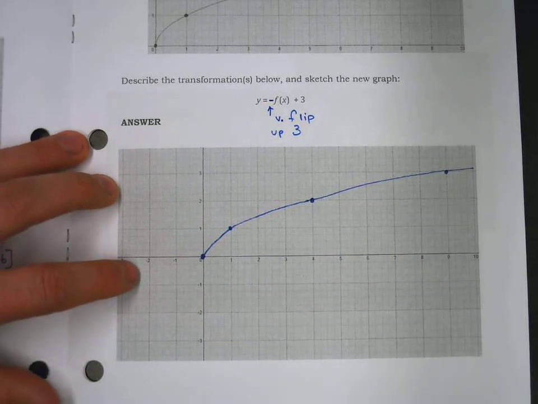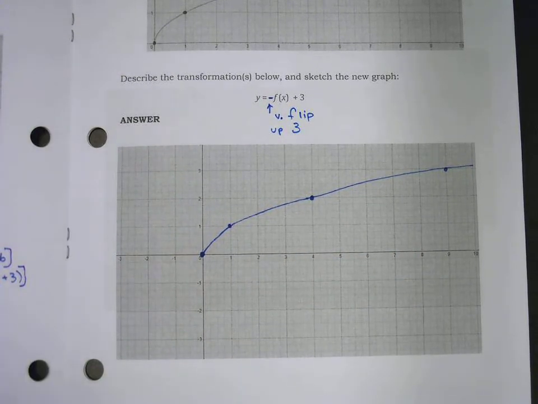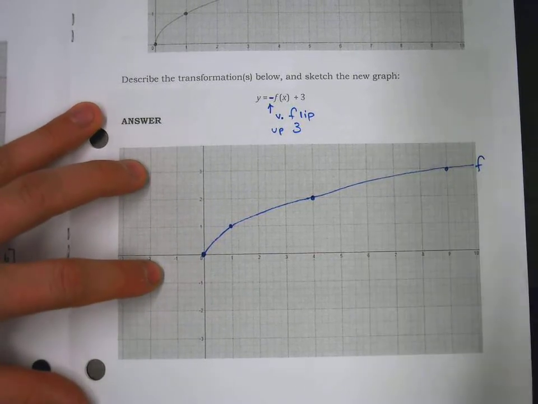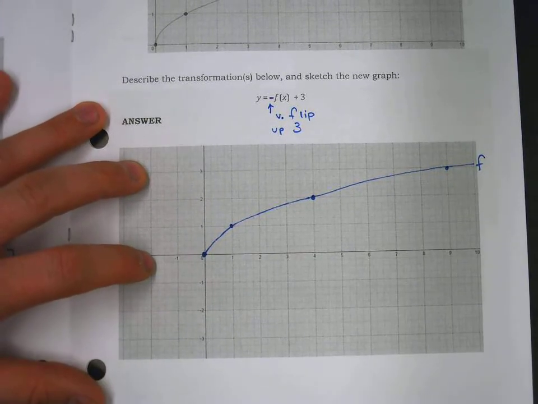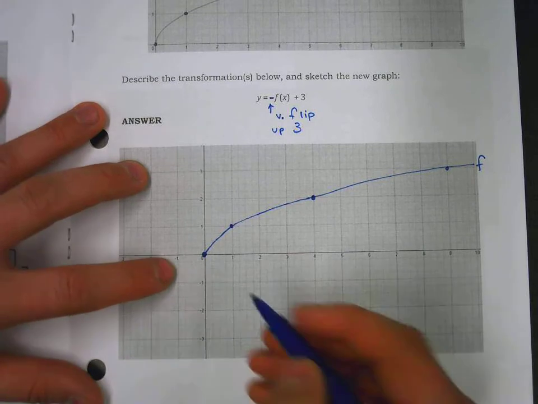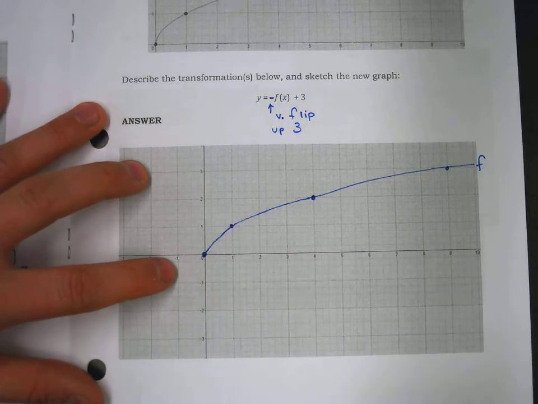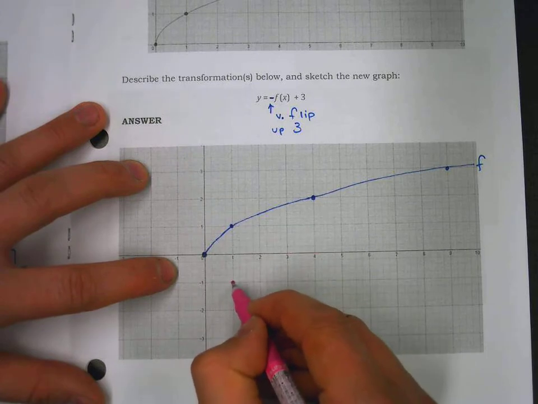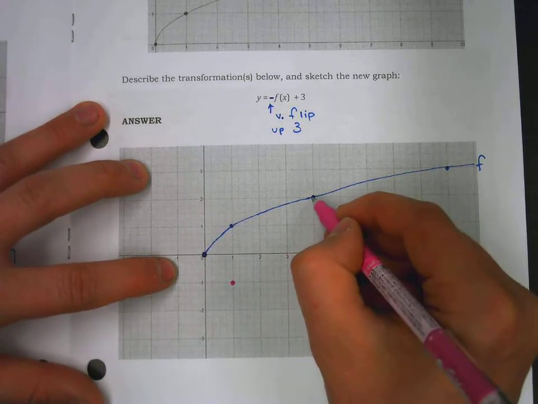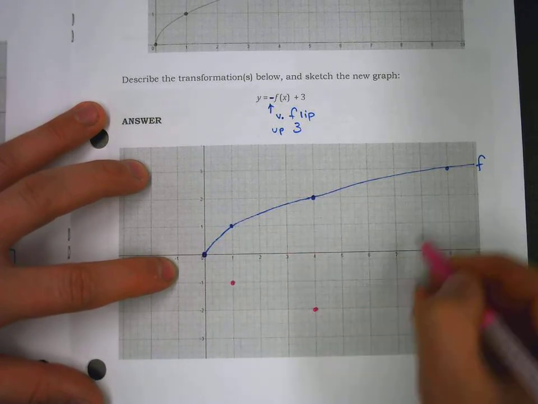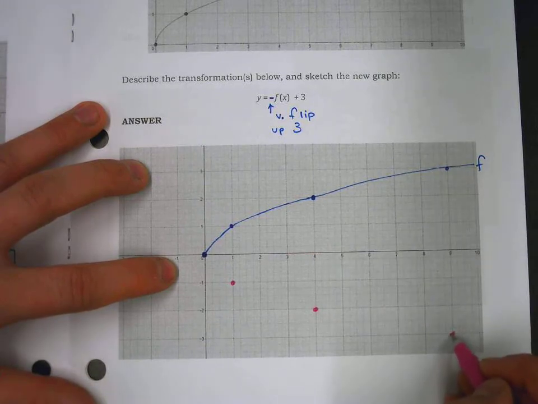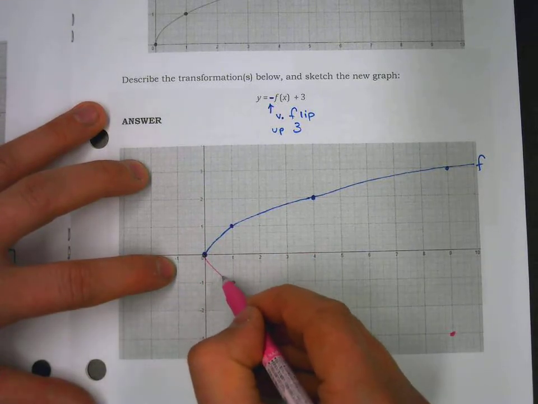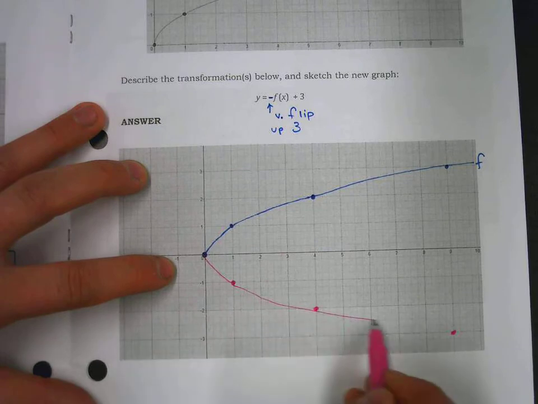So there's your radical function, and this is our original function f of x. I'll call it as such. So if we do a vertical flip, we will start to see 0, 0 doesn't move, 1, 1 flips the y value under, y value of 2 to a negative 2, y value of 3 to a negative 3. And here is the vertical flip.